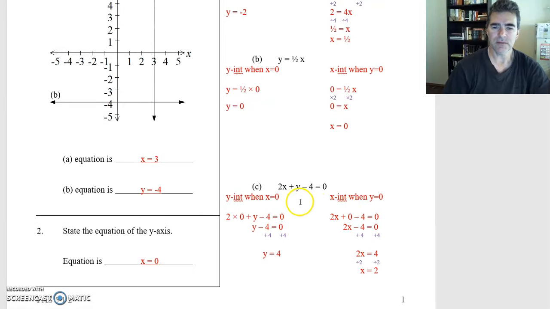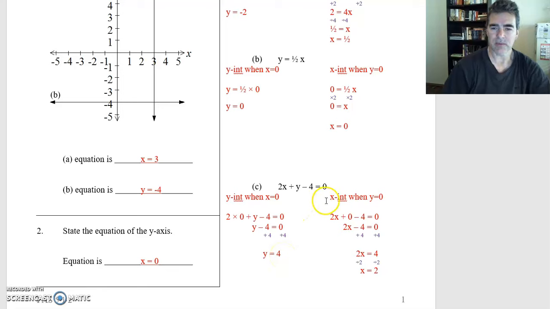For the next function, it's written in a different form, what we call general form. And if you've done more of the harder exercises in the textbook, you would have seen these. So the y-intercept, again, substituting x is 0. So 2 times 0 plus y minus 4. 2 zeros are 0. So y minus 4 is 0. Add 4 to both sides, and I get the y-intercept is 4.